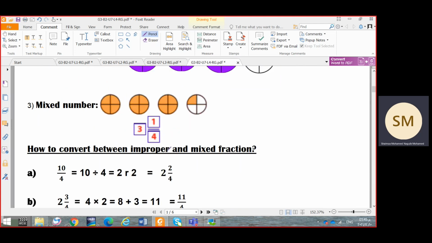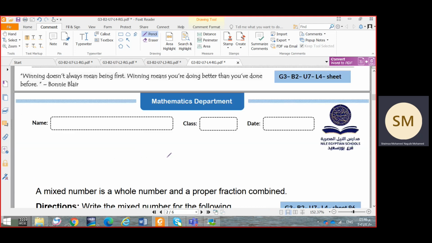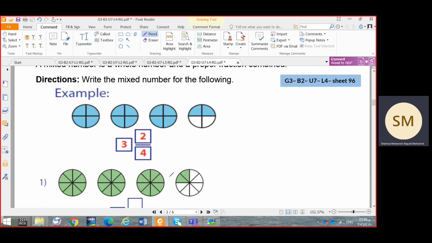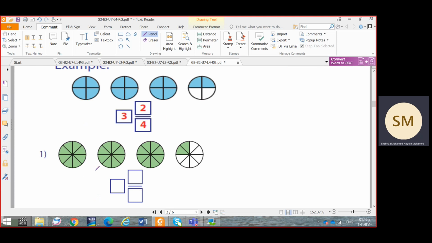Okay. How can we do that? I will do it like this. I want to make a shading part. I have here full circles. So this is 1, 2, 3. So I will write 3 here. This is for the whole number. What about this? I will take 2 shaded parts from what? 1, 2, 3, 4, 5, 6, 7, 8. From 8, so it will be 2 over 8.